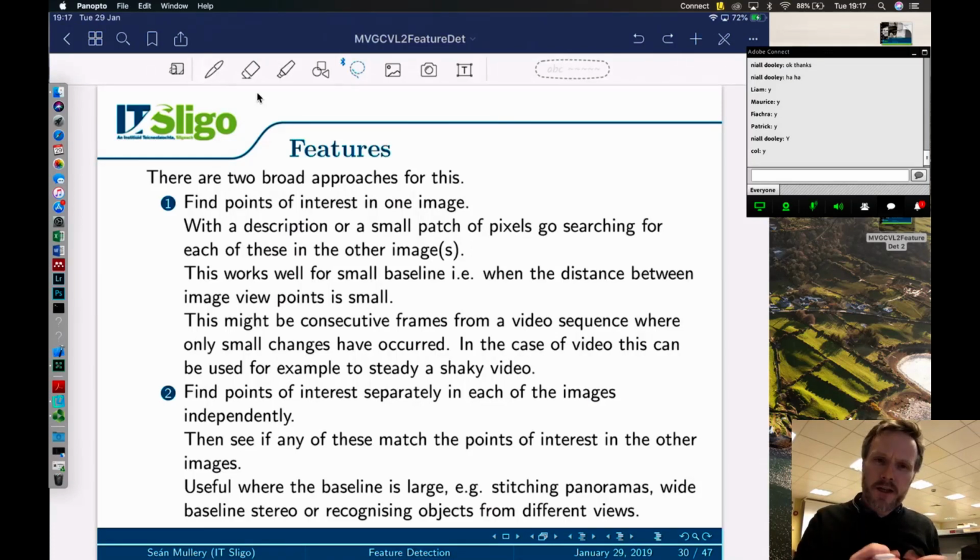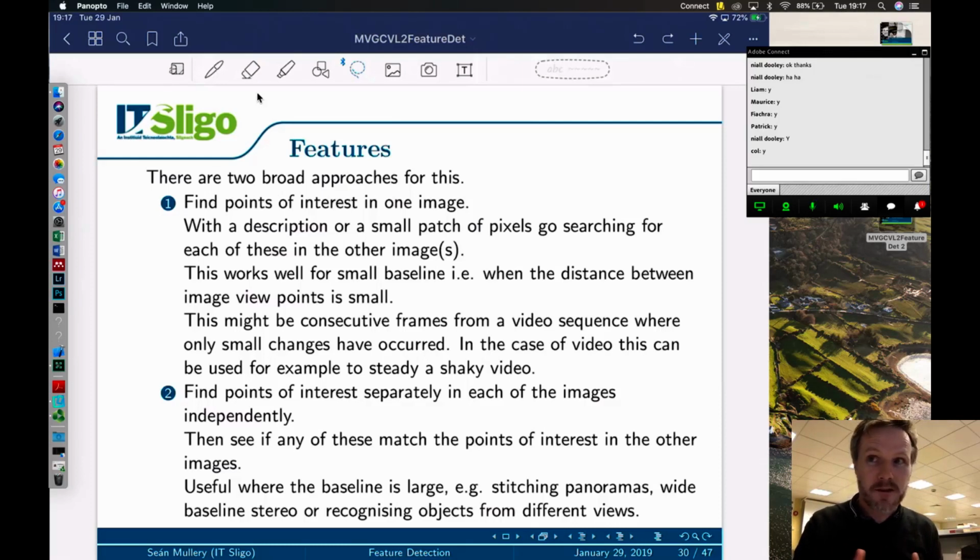Then we get a description of those features, and with a description or a small patch of pixels, what we do is we go to our second image and we go searching for each of these in the other image. Now that means searching all over the image, or it means searching in a small neighborhood close to where they were found in the first image, because you might expect, well, we're not expecting much change between the images.